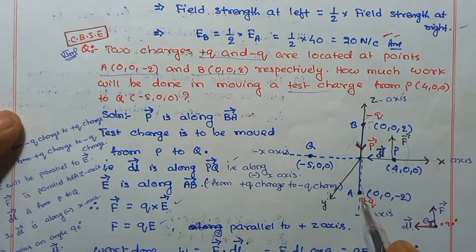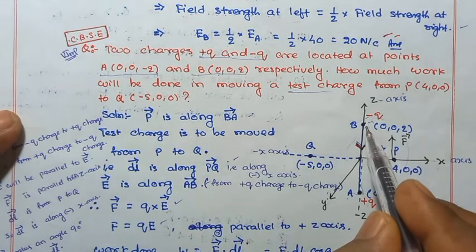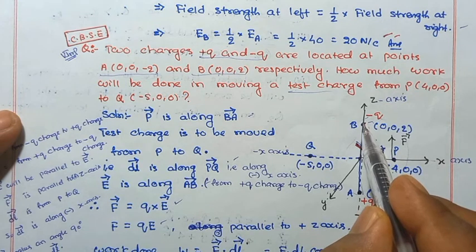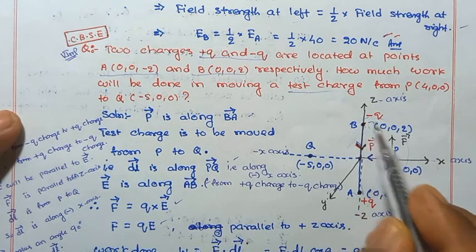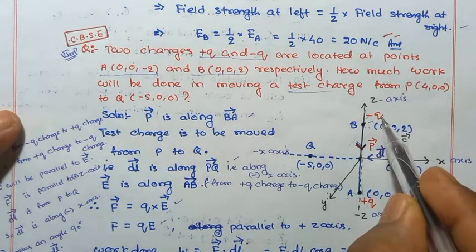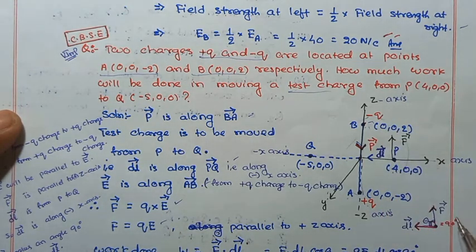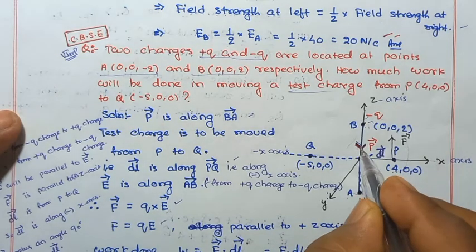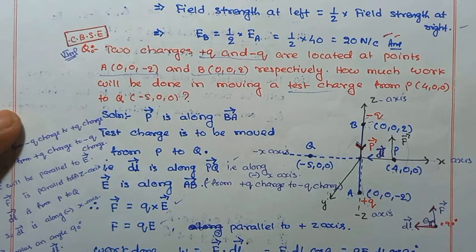So point A is (0, 0, minus 2) here, and at that point A a positive charge is placed. Point B is (0, 0, 2), that is on the positive z axis. At point B, minus q charge is placed. So dipole moment is always from negative charge to positive charge. So this is the direction of dipole moment.